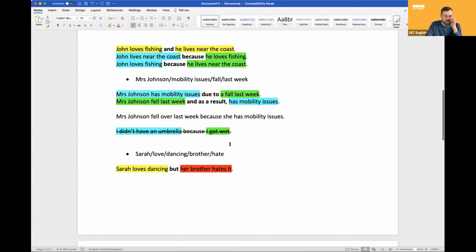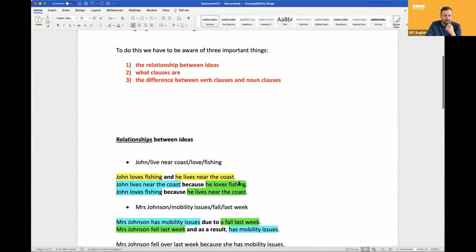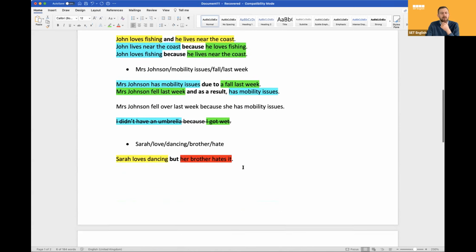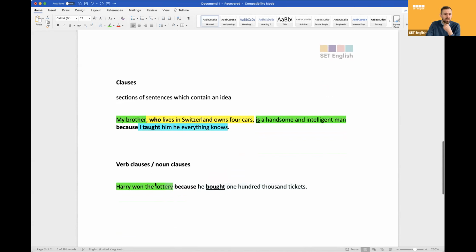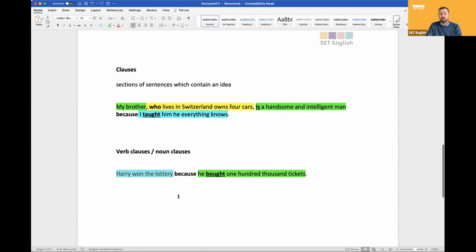Our cause, what did we say before? Did we say he loves fishing? Because he loves fishing. So green's going to be our cause. This one's blue. And this is the cause. So our causes are going to be in green. He bought 100,000 tickets. And as a result, he won the lottery. So result comes first, and then our cause comes next. Now, these are verb clauses, but you can also have a noun clause.